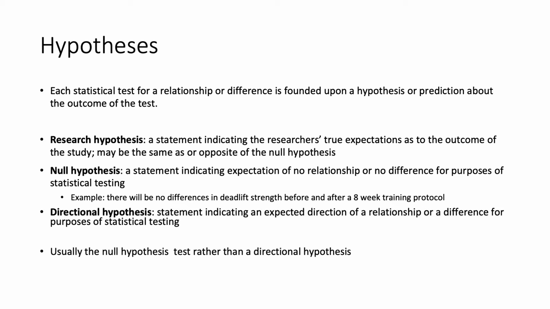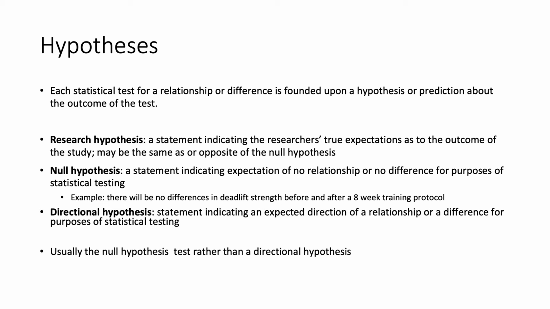These statistical hypotheses can take two forms, null and directional. A null hypothesis is a statement indicating expectation of no relationship or no differences for purposes of statistical testing. For example, there will be no differences in deadlift strength before and after an 8-week training protocol. The difference between a research and null hypothesis is that a research hypothesis is based on a logical assumption based on previous literature. A directional hypothesis is a statement indicating an expected direction of a relationship or a difference for purposes of statistical testing.